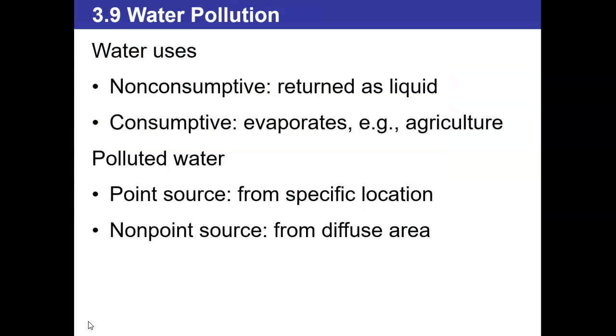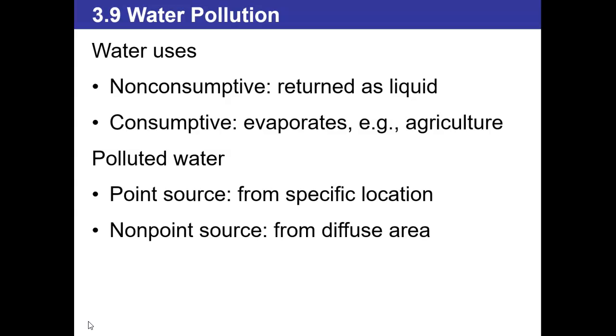3.9 will address water pollution, and there are two types of water uses, non-consumptive and consumptive. Non-consumptive water usage is the use of water that is returned to nature as liquid. Most industrial and municipal uses of water are non-consumptive because the wastewater is primarily discharged into lakes and streams.